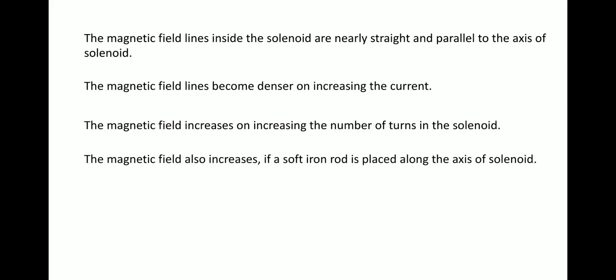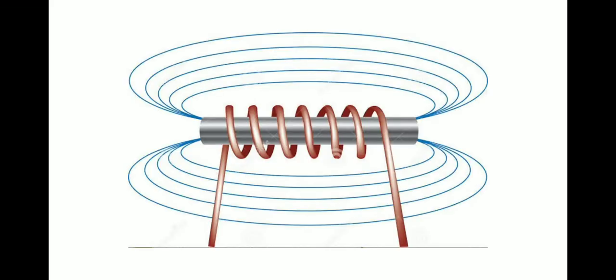The magnetic field also increases if a soft iron rod is placed along the axis of the solenoid. So here is a picture. This is the solenoid, and here the soft iron core is inserted, so there will be more magnetic lines, meaning the magnetic field will increase if the soft iron core is used along the axis of this solenoid.